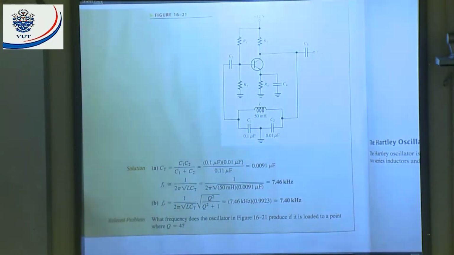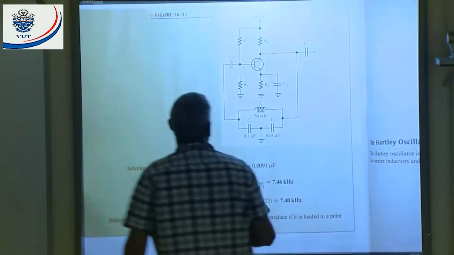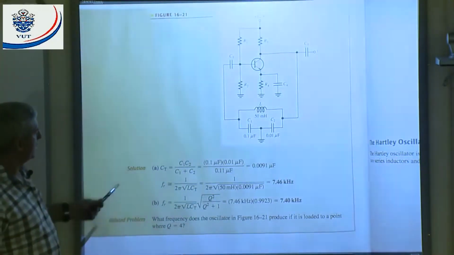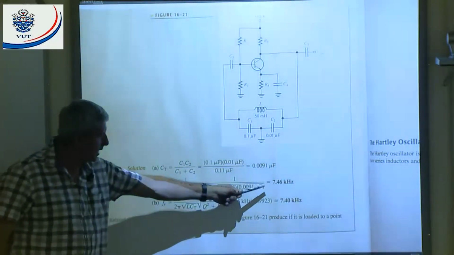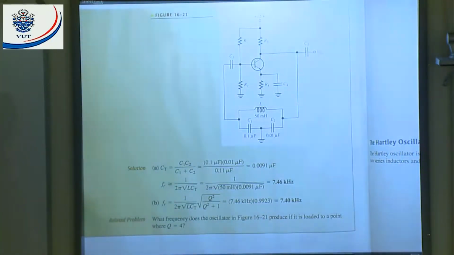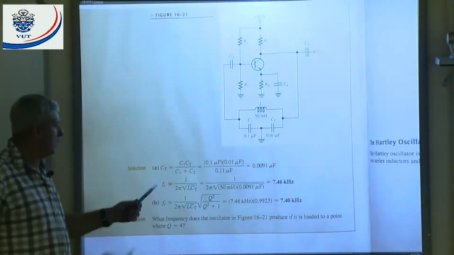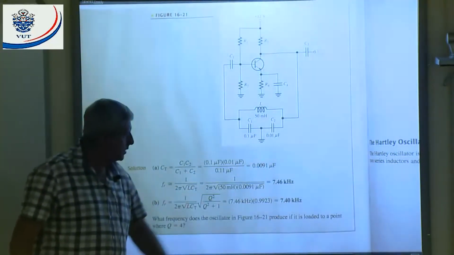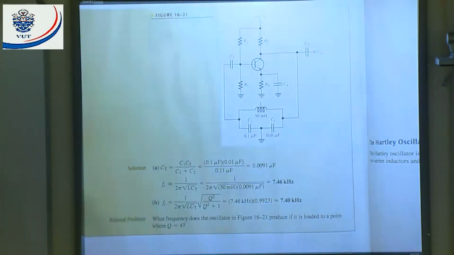There's the circuit. You can see it's a Colpitts oscillator. Got an amplifier. First of all, we assume Q is larger than 10, and then we work out our resonant frequency and get a value of 7.46 kilohertz. Then we're going to assume my Q is 8, my quality factor is 8, and we work out, and then we get a resonant frequency of 7.4 kilohertz. You can see when you start loading the circuit, the resonant frequency is going to decrease.